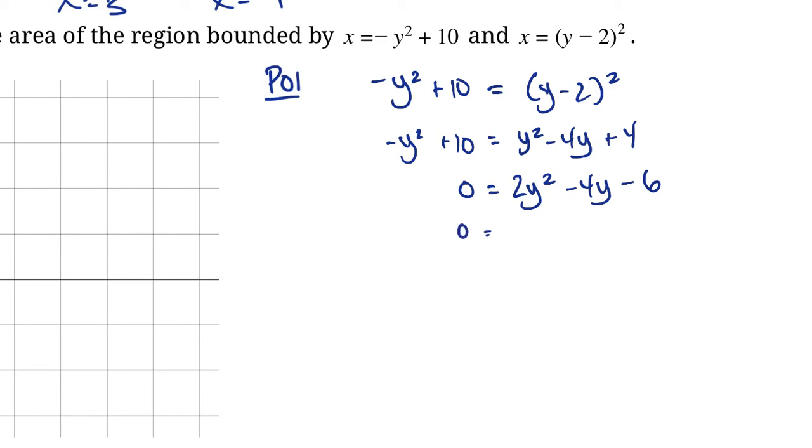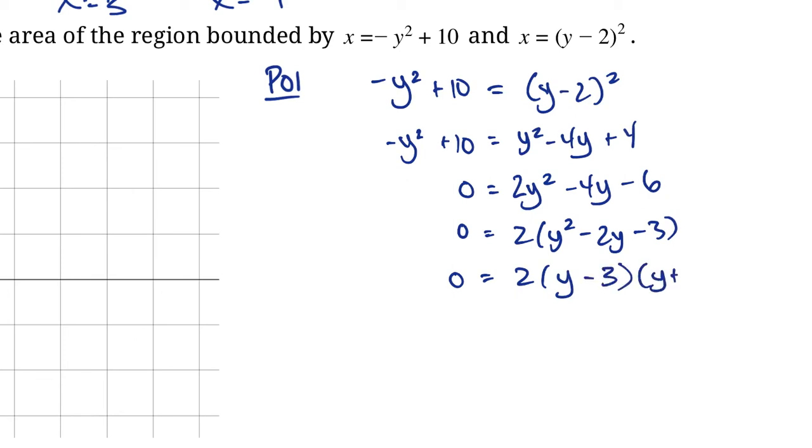And then again, we can factor and simplify, so 2 times y squared minus 2y minus 3. So our zeros of this equation, or the points of intersection, are going to happen when y equals, what is it going to be? It's the same as before, isn't it? y minus 3, y plus 1. So it's going to happen at y equals 3 and y equals negative 1.